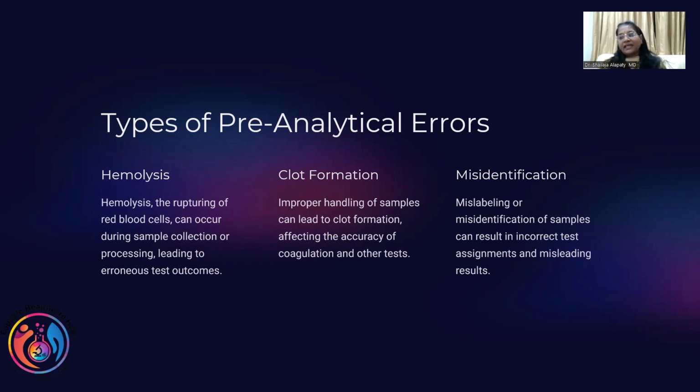Now, mislabeling, misidentification of samples. Somebody else's value, somebody else's report given to somebody else. Imagine we suddenly get a report that our creatinine is very, very high, our urea is very, very high. And when do we realize that creatinine becomes high? When half our kidneys are already gone. What a shock it will be. All we know is that somebody else's sample was labeled with our name.